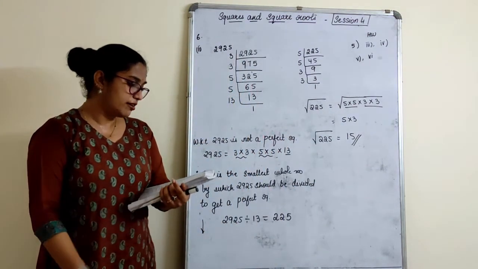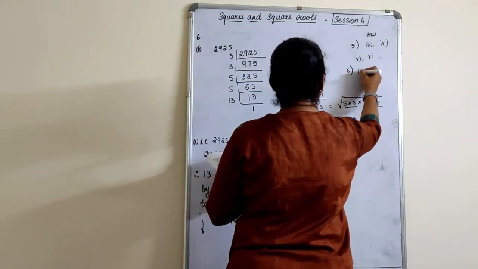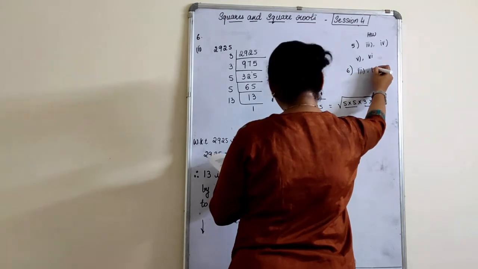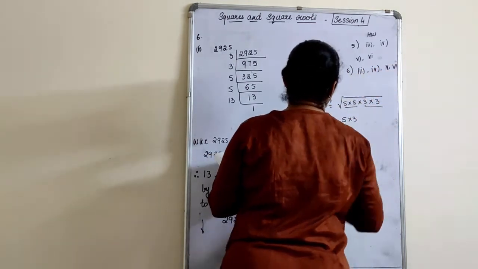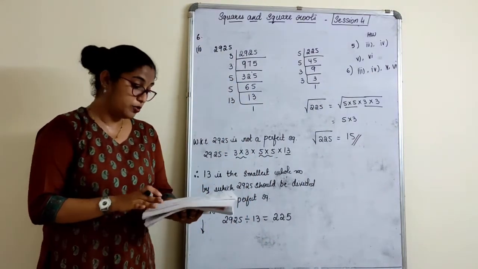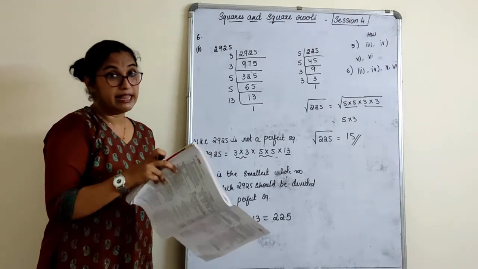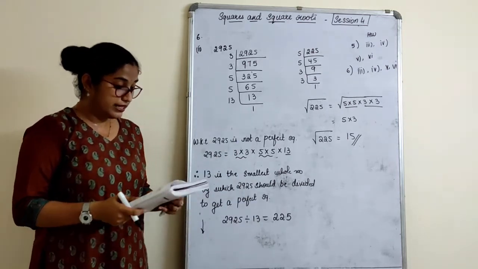So similarly children, I want you to do the 3rd one, 4th one, 5th one and 6th one for homework. Complete this for homework. Similarly, how do you do it? First factorize it and then find the square root of that. We'll directly go over to the next one.